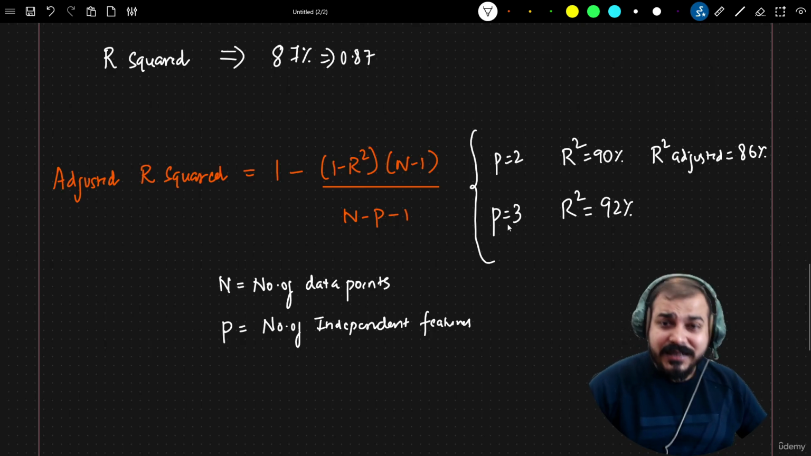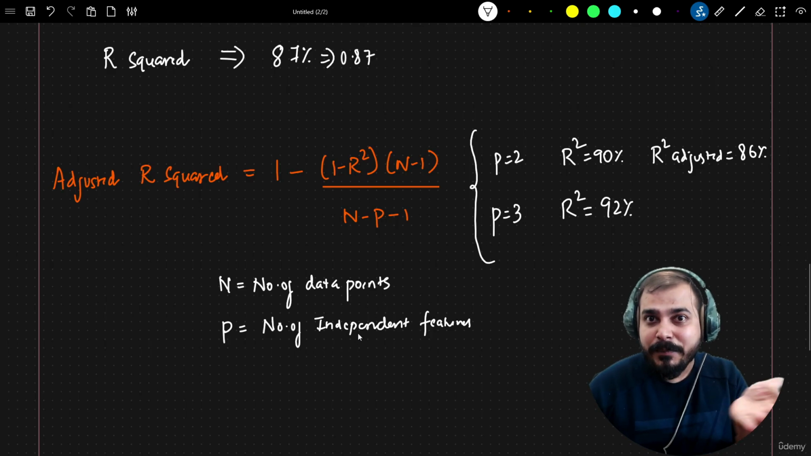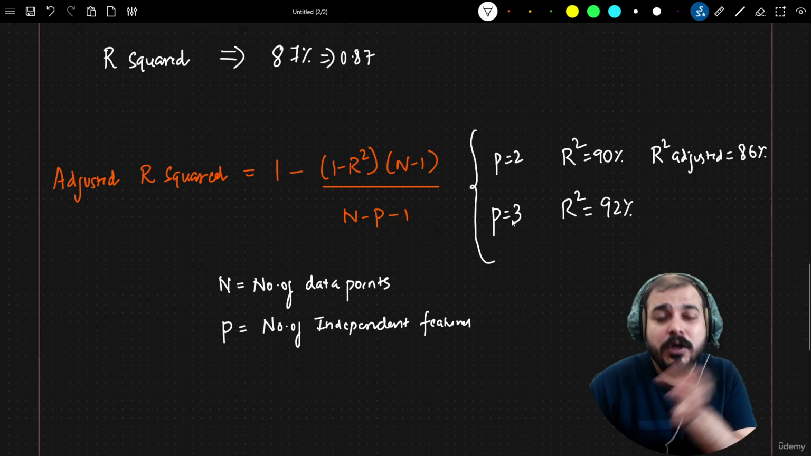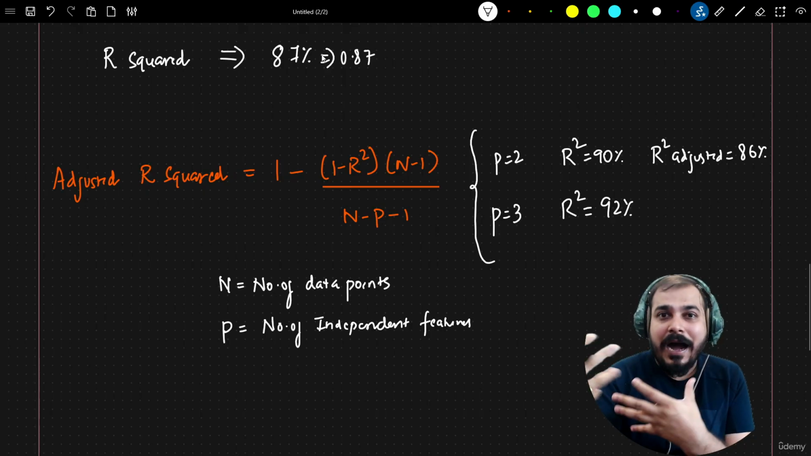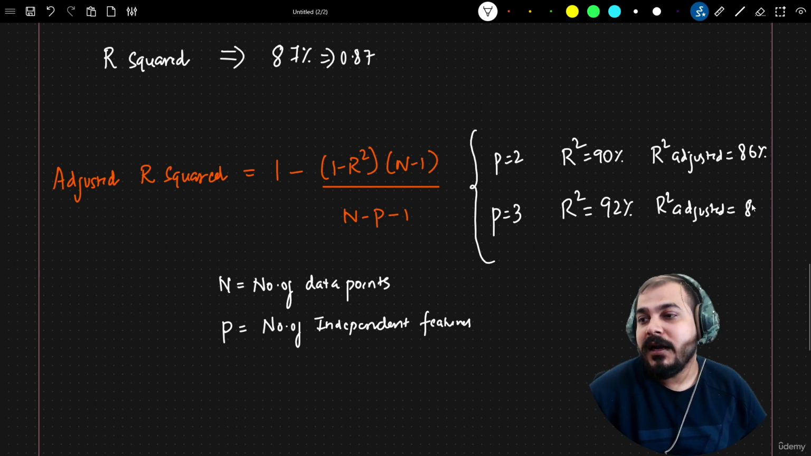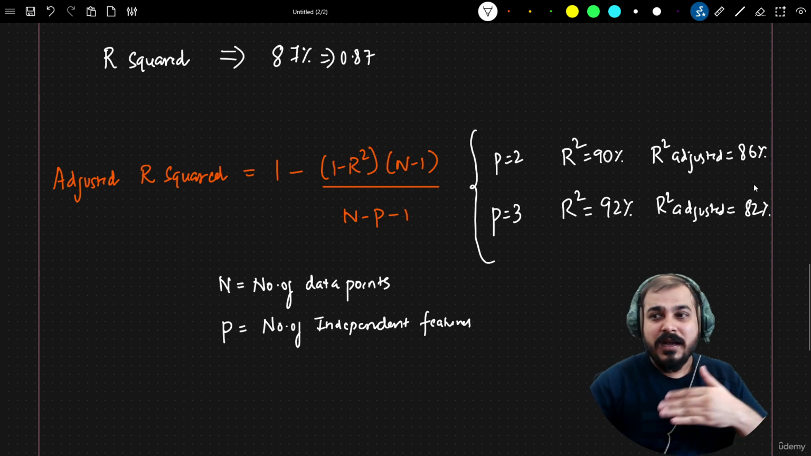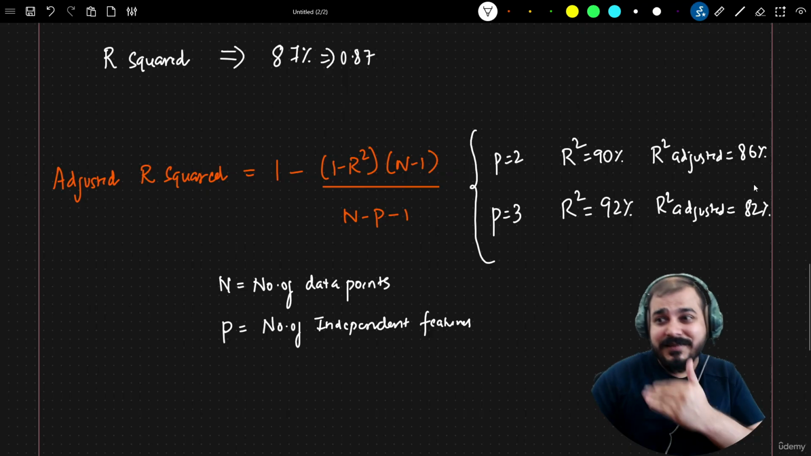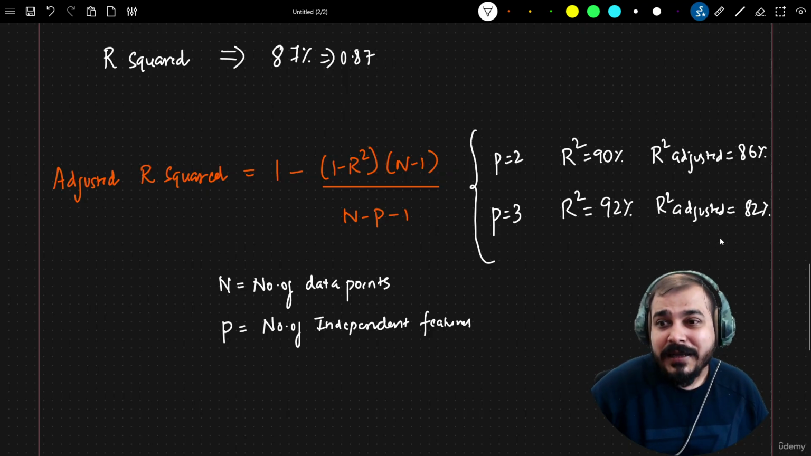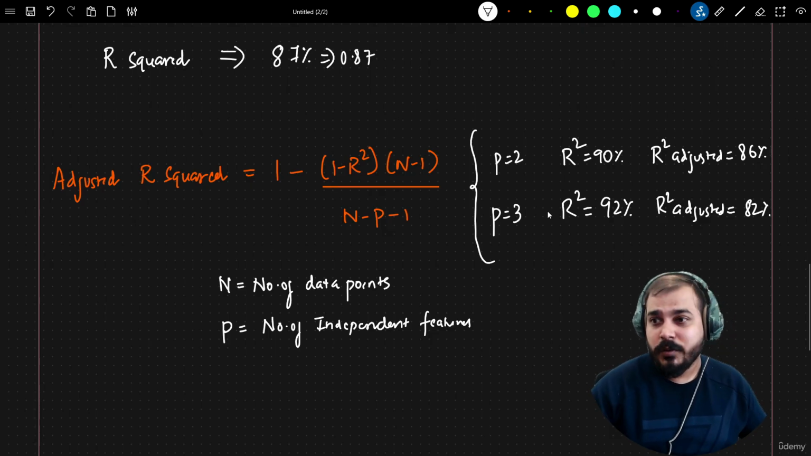And let's say the additional independent feature that we have added is not at all correlated, or it does not have a direct impact on that specific output feature. At that point, you will see that the adjusted R square value will get reduced. It will be somewhere around 82, 83, which is less than the previous one, that is less than the 86%. Here I'm just giving you a hypothetical number. This kind of scenario you will be able to see with the help of adjusted R square.